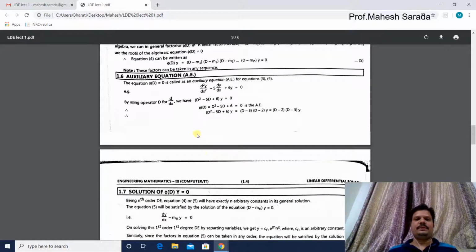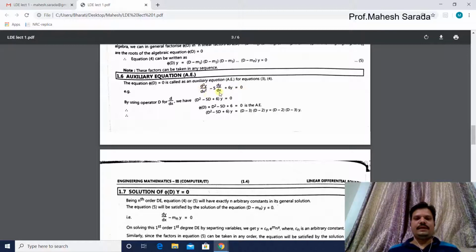Now here is one example. If we have an order 2 linear differential equation with constant coefficients, in place of d by dx we can use capital D. So this equation we can convert into D square minus 5D plus 6, y taken common out, equated to 0, so that this is our phi of D into y equal to 0. Function phi of D is D square minus 5D plus 6. Now this is an order 2 polynomial, that's why we can find 2 roots.